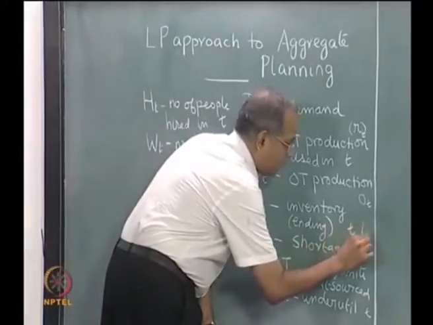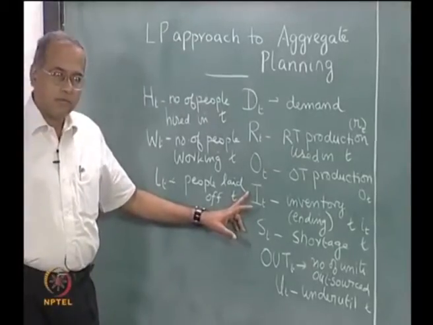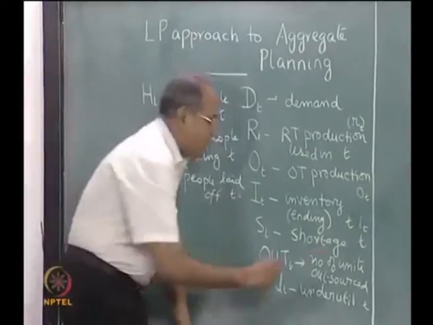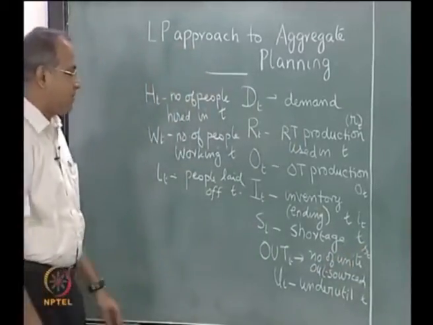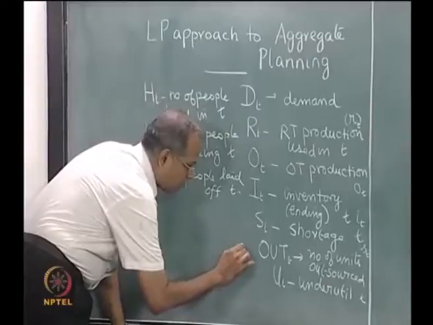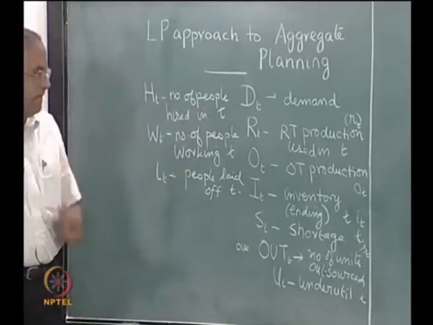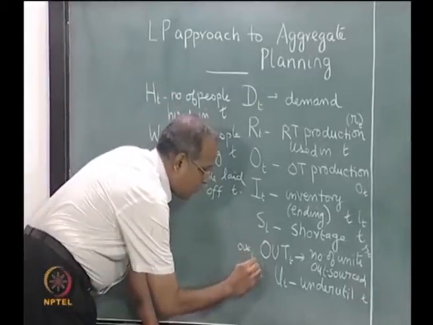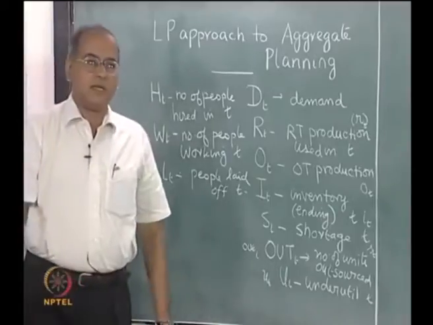Let IT be the inventory cost for period T. Let ST be the shortage cost for period T. Let small OUT be the cost of outsourcing in period T, and let small UT be the cost of underutilization in period T.